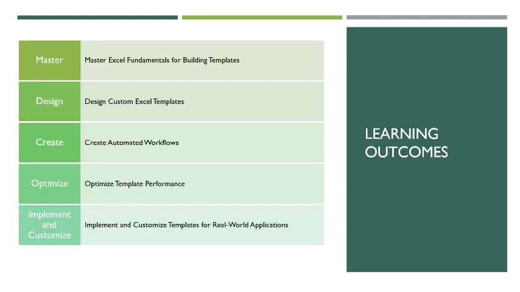And so learning outcomes here, we are looking at 5 areas in terms of learning outcome. Number one is you master Excel fundamentals for building templates. It's not everything in Excel that you need. There are some things you need to know on Excel, some functions you need to know to enable you to build this template. Then design custom Excel templates.